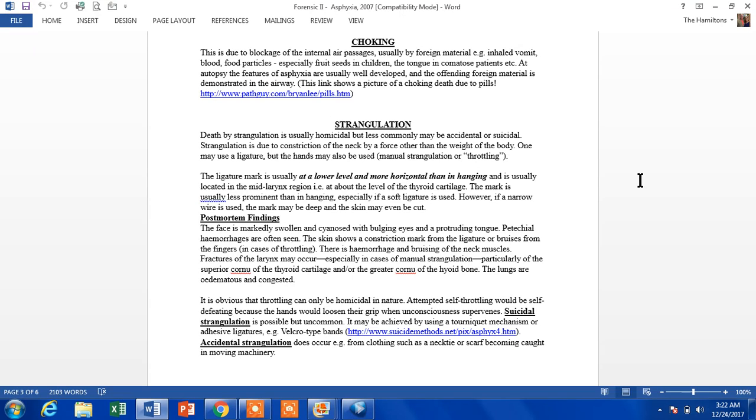It is obvious that throttling can only be homicidal in nature. Attempted self-throttling would be self-defeating because the hands would loosen their grip when unconsciousness supervenes. Suicidal strangulation is possible but uncommon. It may be achieved by using a tourniquet mechanism or adhesive ligatures, for example, Velcro type bands. Accidental strangulation does occur, for example, from clothing such as a necktie or scarf becoming caught in moving machinery.